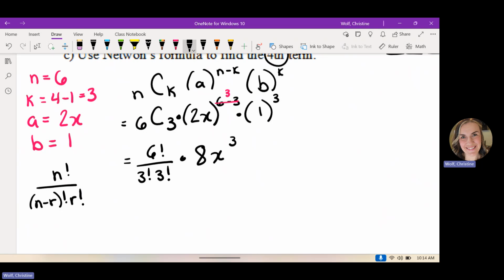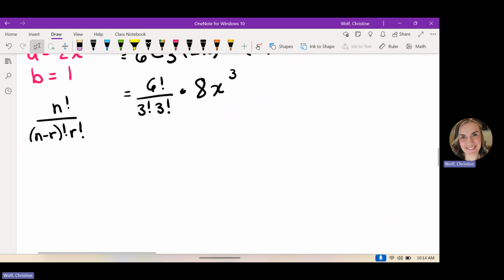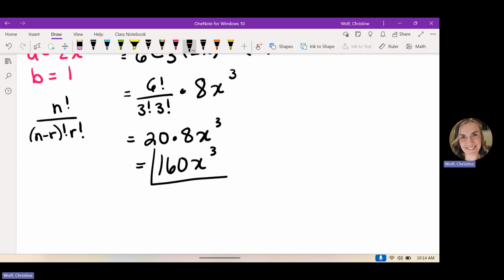So 8x cubed, and then 1 cubed, I'm not even going to write it. Who cares? It's still 1. Doesn't matter. All right, if I work this out, this factorial ends up being just 20. If you work it all out or use your calculator to just do the 6 choose 3. And so the last step would be 160x cubed. And so this is what that fourth term would be if we were to expand that whole thing and get all 7 terms. That would be the middle term. Okay. All righty.